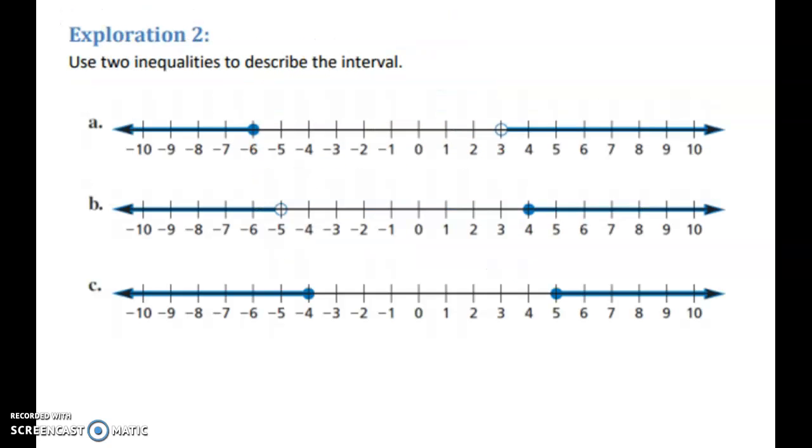Let's go ahead and look at exploration 2. So same thing, use two inequalities to describe the interval. All of these are "or" inequalities because they have two circles and then they point in opposite directions. So right here you see there's a closed circle at -6 and then it points to the left. That would be x is less than or equal to -6. Then use the word or. This one has an open circle at 3 and points to the right, so that's x is greater than 3.